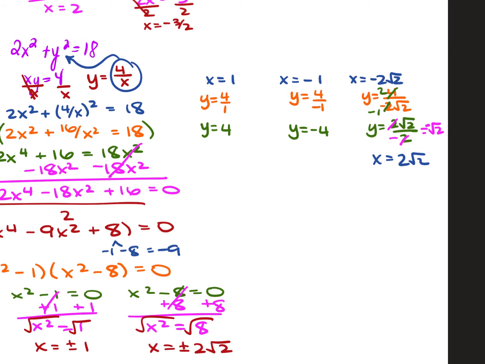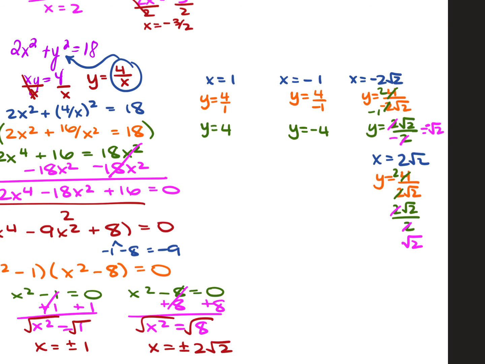From here, you also have the 2 square root 2, so that's going to give us y is equal to 4 over 2 square root 2. You can simplify, so it would be 2 over 2 square root 2, which then if you rationalize that denominator, it would be 2 square root 2 over 2. Those 2's cancel out, so it's just the square root of 2.